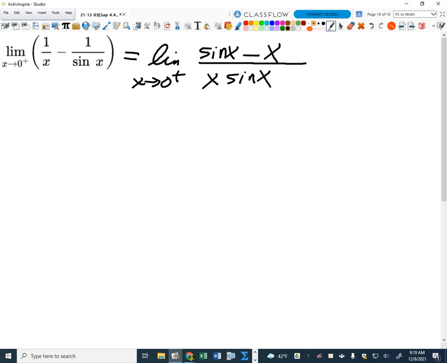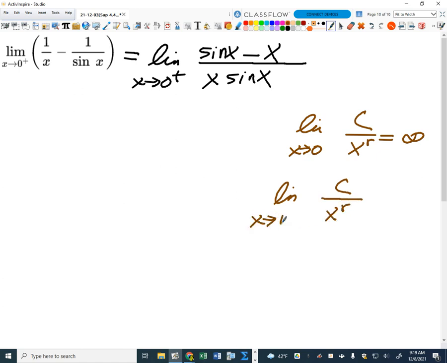And we just know that. When did we use that? We used that way back when we were taking limits and dealing with rational functions. We have a theorem that tells us the limit of c over x to the r as x approaches 0 is always equal to infinity, right? And we also know the limit of c over x to the r as x approaches plus or minus infinity equals 0.